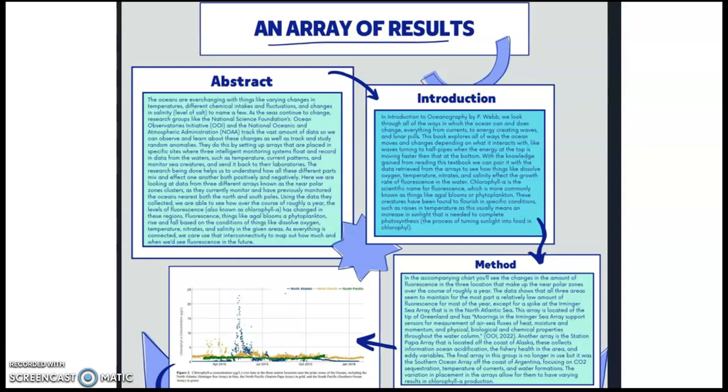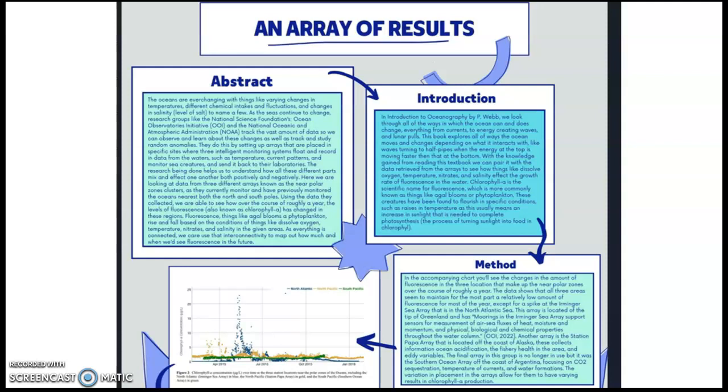Here we are looking at the data from 3 different arrays known as the near polar zone clusters, as they currently monitor and have previously monitored the oceans near both the North and South poles. Using the data they collect, we are able to see how over the course of roughly a year, the levels of fluorescence, also known as chlorophyll A, have changed in these regions.